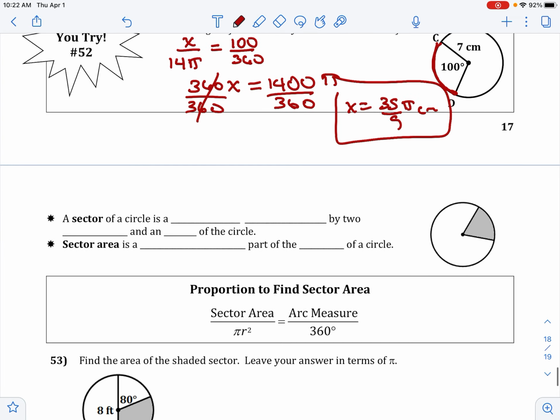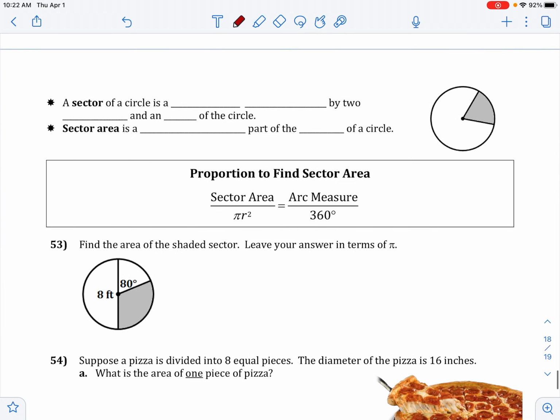All right, the last part of our lesson, we're going to actually work on sector area. Okay, so now we're looking for the area of just like a portion of the circle. So a sector is basically a region of the circle, okay, that's enclosed by 2 radii and an arc of the circle. So that's basically what we see here. Like this is like sector area. So we're wanting to know how many square units that is contained in that little area.